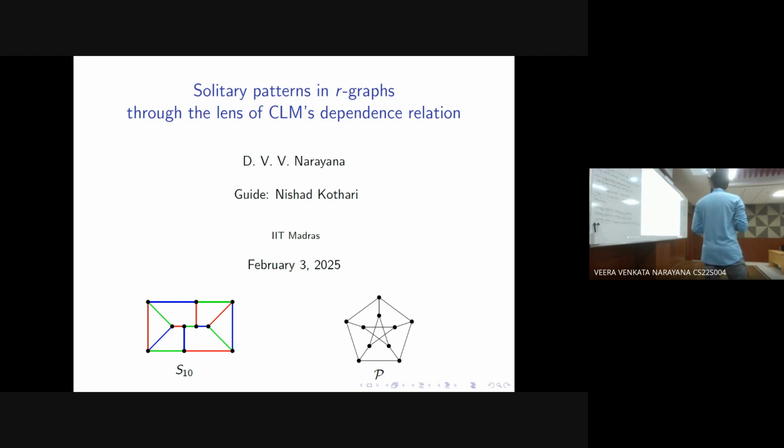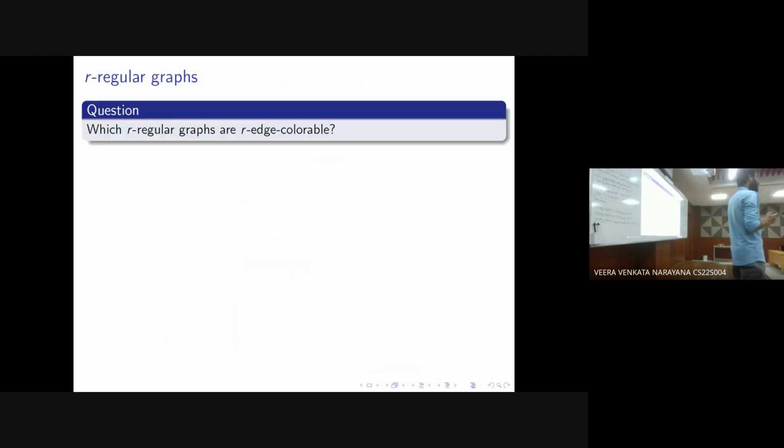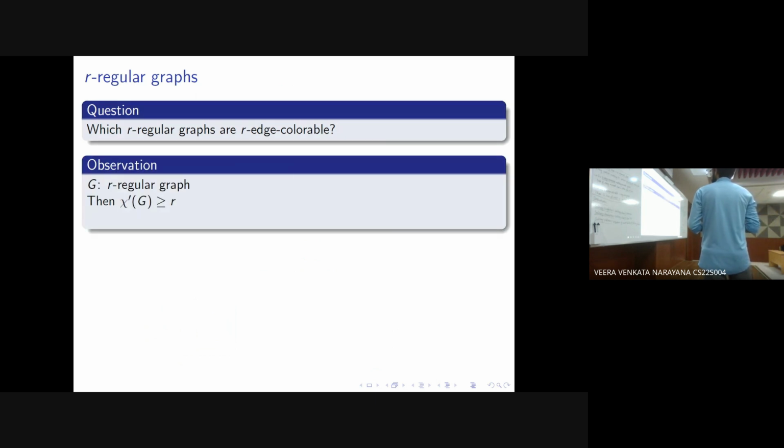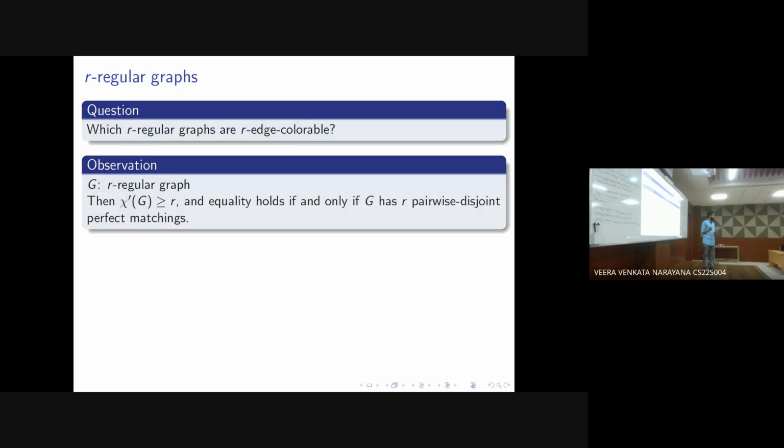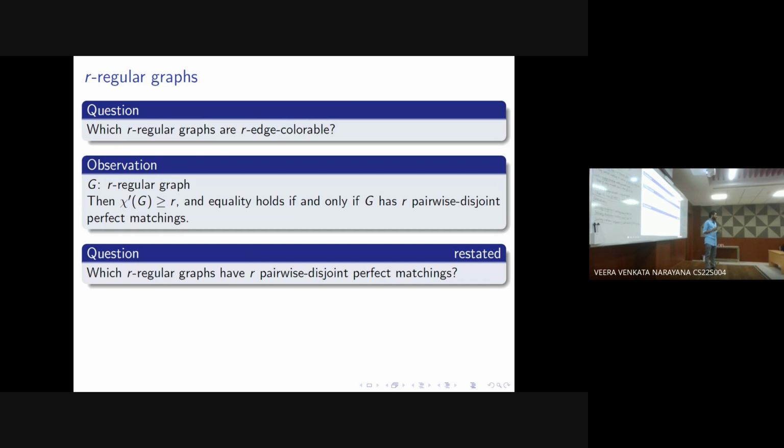Let's ask the following question: which r-regular graphs are r-edge colorable? It is easy to observe that if you take any r-regular graph, we need at least r colors to color the graph. So the edge chromatic number is at least r, and equality holds if and only if the graph has r pairwise disjoint perfect matchings. So in light of this observation, we can restate the question as follows: which r-regular graphs have r pairwise disjoint perfect matchings?